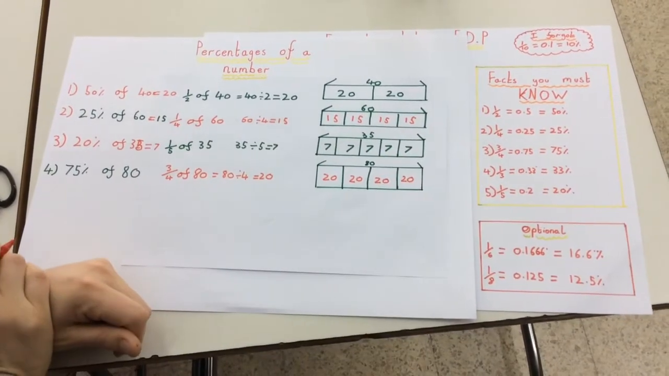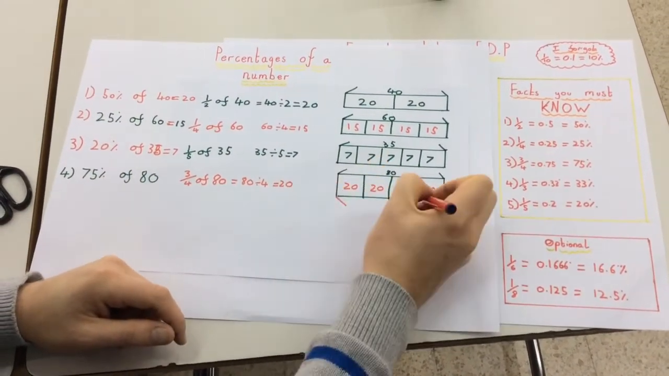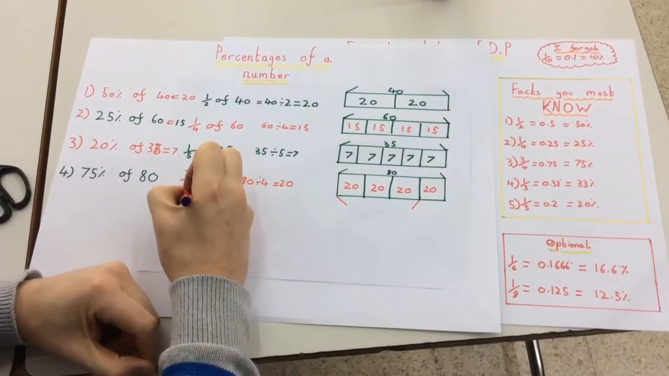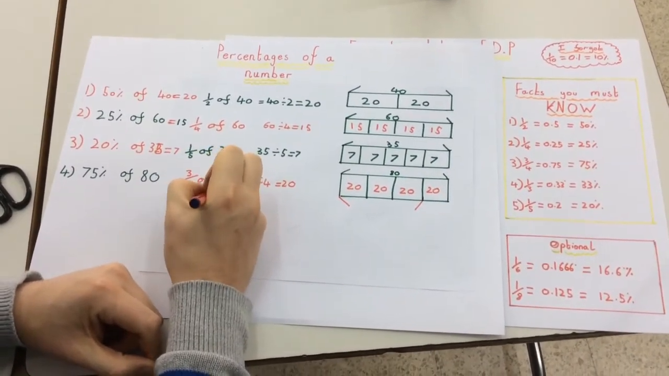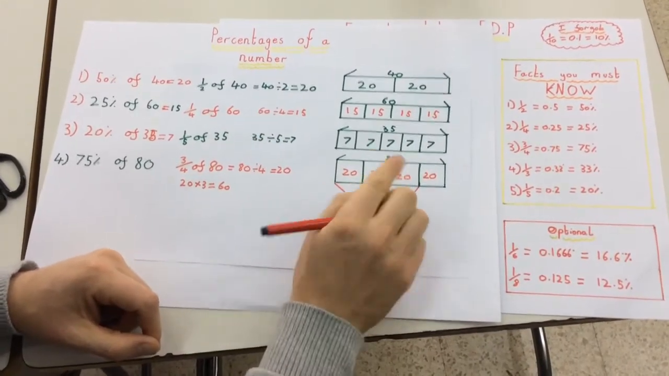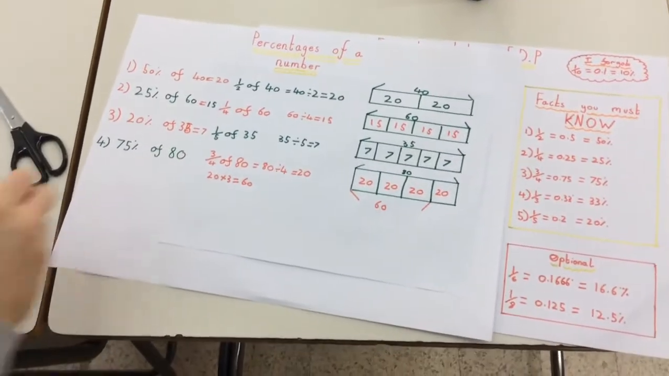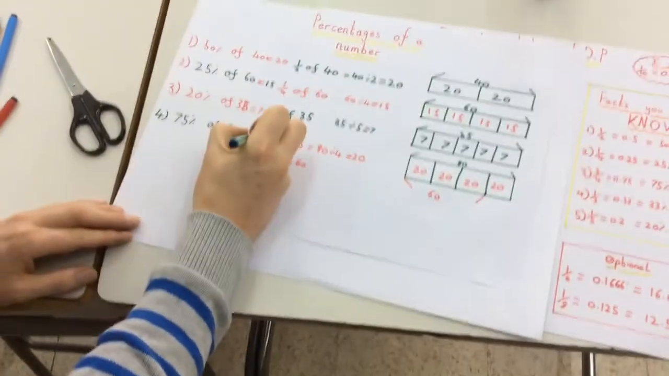Now that's not my answer though, because I wanted 3/4. So I wanted this bit here, so I have to do 20 multiplied by 3, which is 60. 20, 40, 60. So the answer to 75% of 80 is 60.